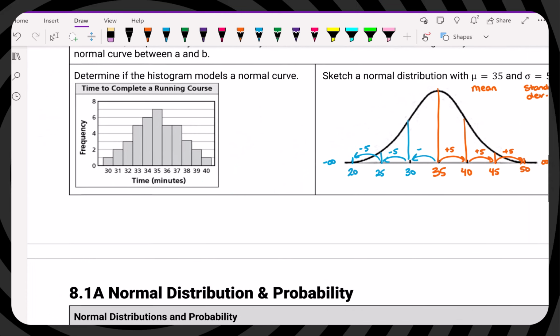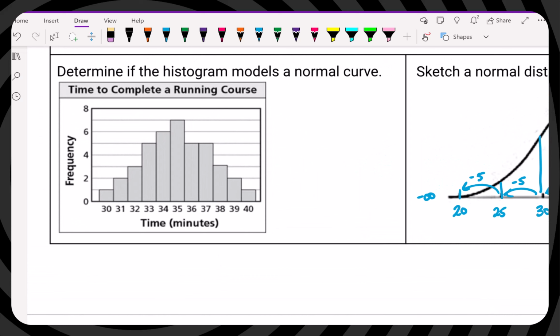Let's go ahead and finish the rest of the front page. And it says determine if the histogram models a normal curve. So if you can draw kind of an approximate normal curve, I'm not the best at drawing these, but that's pretty darn close. So real world data is very rarely going to be perfect. It looks like the majority of the data is right here, very close to the mean and the median. So absolutely, I think that this is a normal curve. If it wasn't a normal curve, it'd be pretty obvious that you'd have most of the data over here, but that is absolutely not the case. So yes.